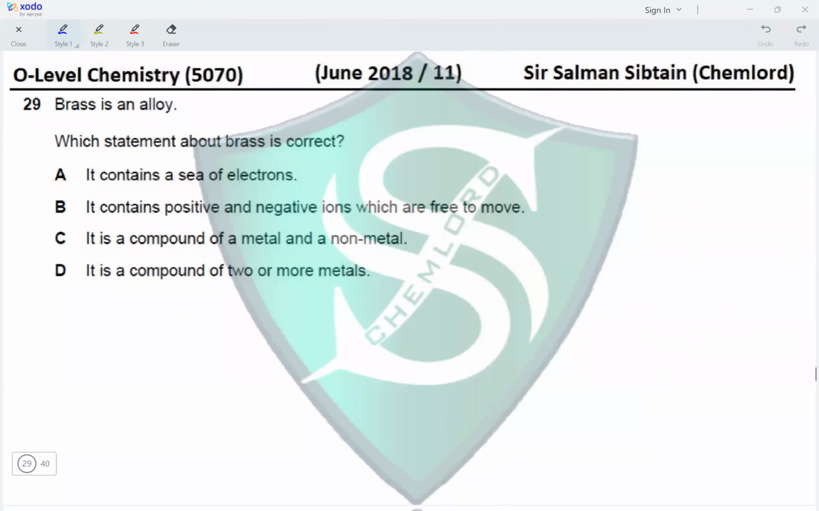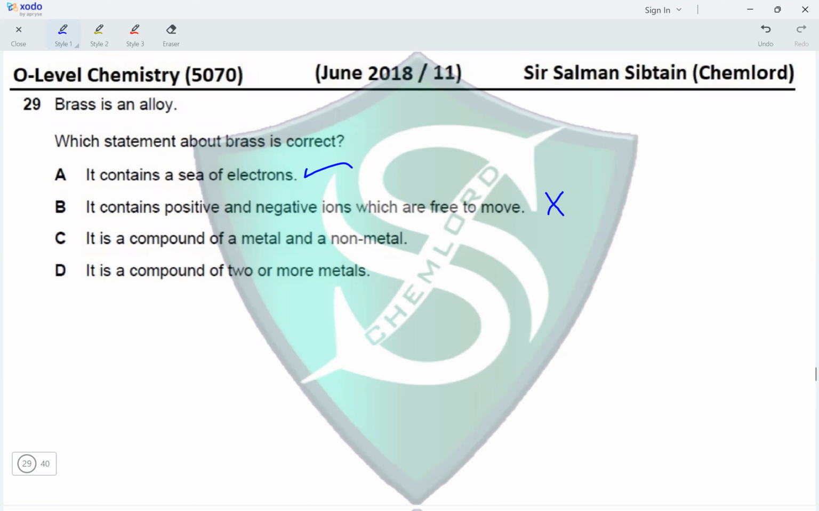Question 29. Brass is an alloy. Which statement about brass is correct? It contains a sea of electrons. Yes, because it is a mixture of copper and zinc. Both are metals, so metals contain a sea of electrons. It contains positive and negative ions which are free to move. Only electrons are free to move along with the presence of positive ions.